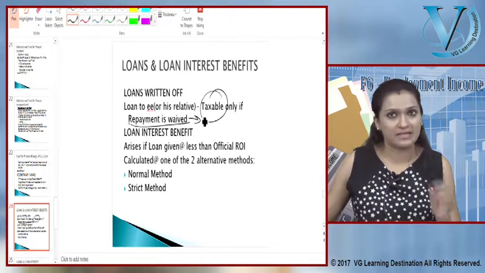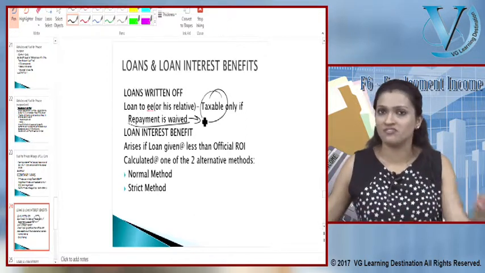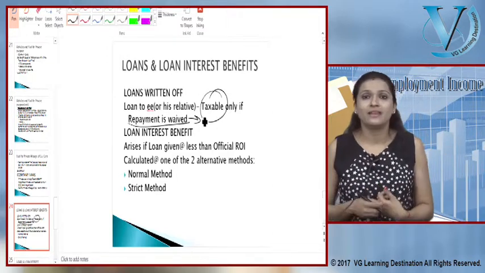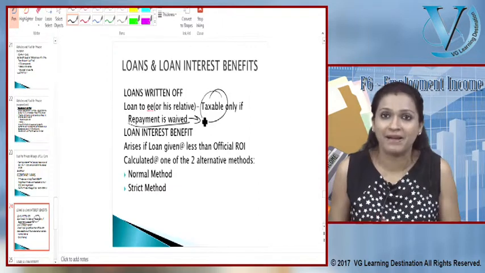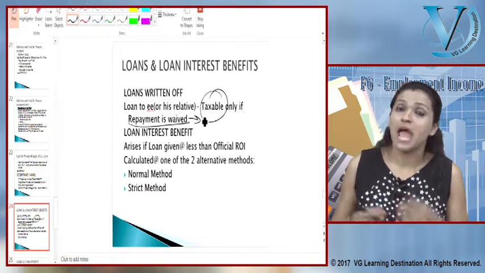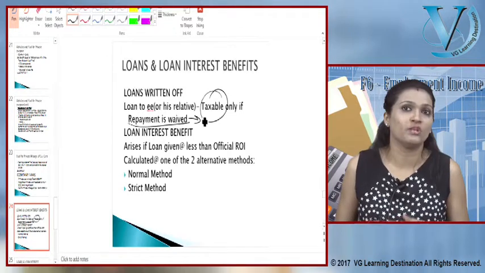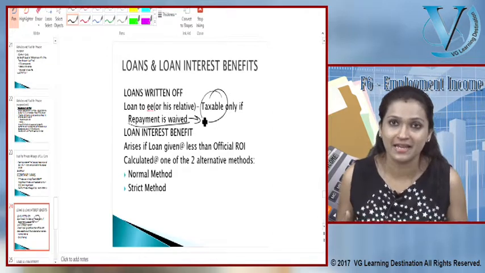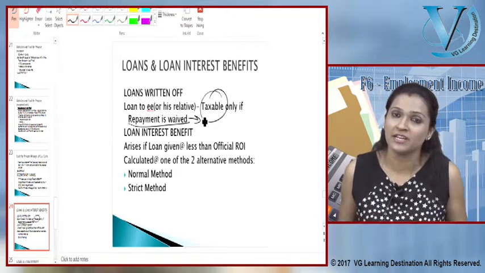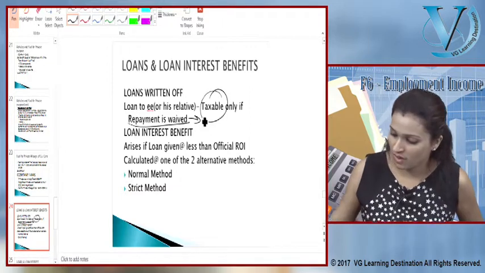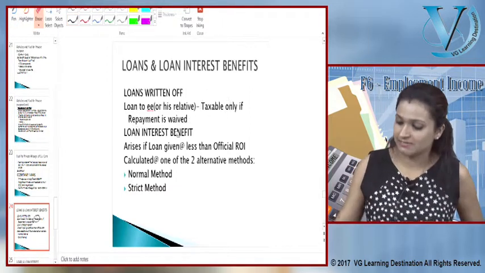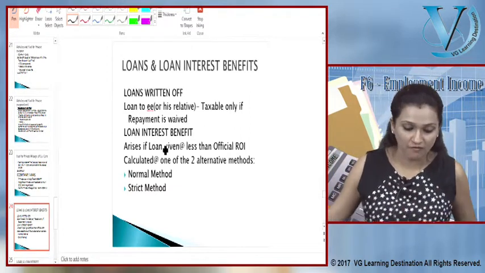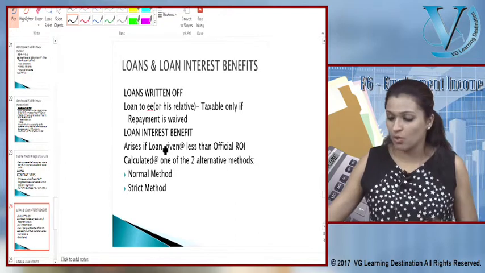Apart from that, if a loan is given to the employee or to any of his relatives at a reasonable amount, this becomes an exempt benefit that you can enjoy as an employee. However, if you need not pay back the loan, then definitely it's not a loan anymore. It is a salary given to you in the form of a loan, so you definitely need to pay tax upon it. So it gets taxable only if the loan is written off or the repayment has been waived off completely.